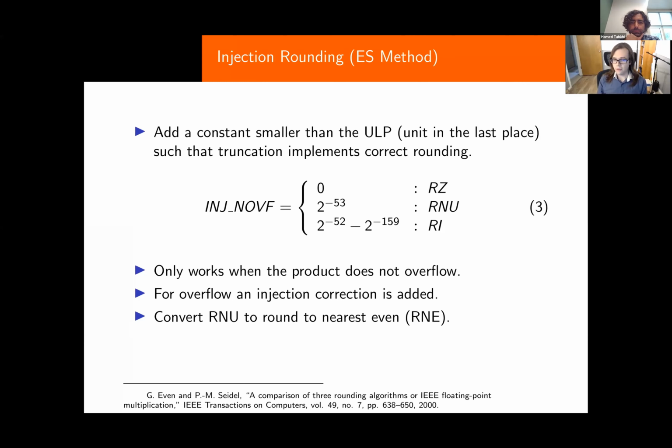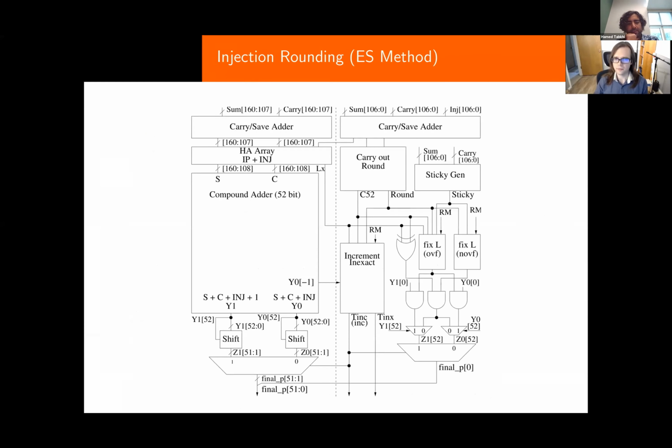Fortunately, there's a workaround for this. The algorithm describes how you can add a second correction constant through this somewhat complicated algorithm by splitting the data path into 2 sections, and I'll briefly describe that in a moment. The other issue is that the injection constant actually doesn't implement round to nearest even. Instead, it implements round to nearest up, and there's a conversion process for that.